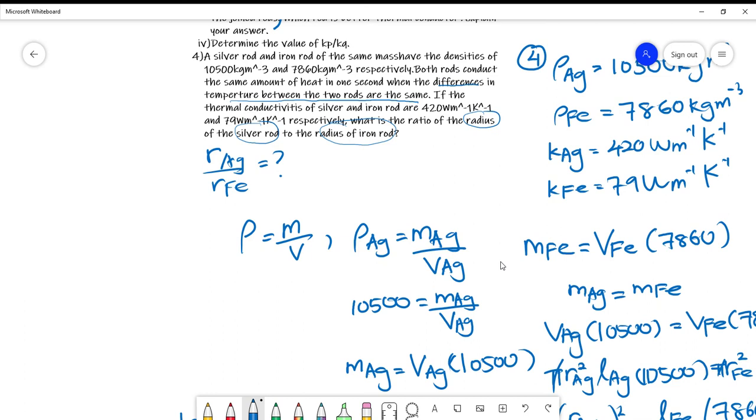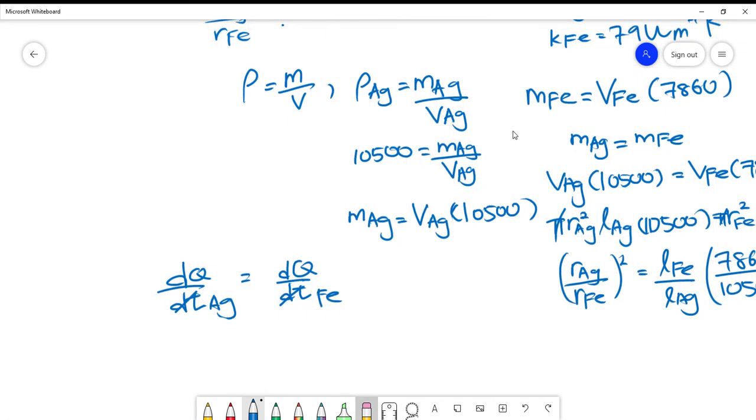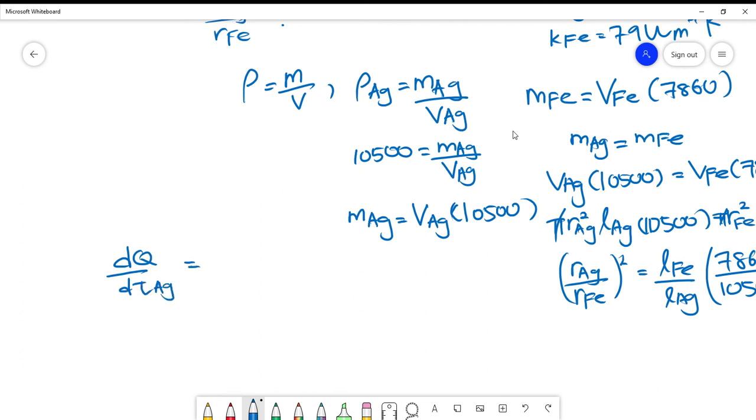Oh, I saw something. Just now I highlighted the sentence here: the difference in temperature between the two rods is the same. So let's not use this formula. The heat flow in the silver is equal to the heat flow in the iron.